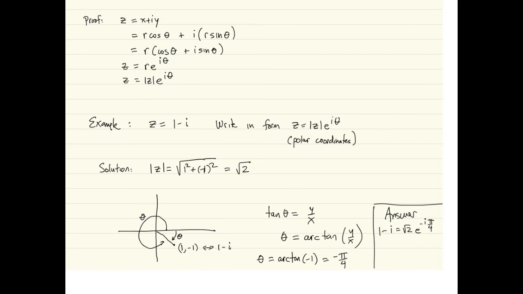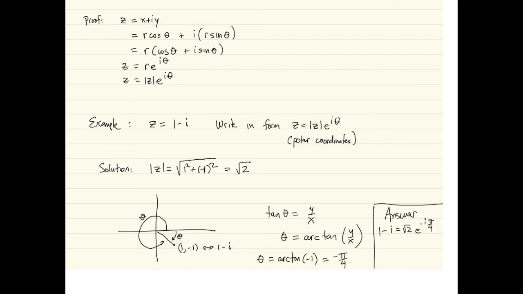Okay, so the solution is the norm of z is the square root of 1 squared plus negative 1 squared, and that's the square root of 2. And then we have to find out what theta is, and that depends on which quadrant we're in. So we've got 1 minus i. So we go over 1, down negative 1. So 1 minus i corresponds to the point (1, negative 1). And theta is usually measured from the positive x-axis. Sometimes you could measure this way, in which case theta would be negative, again from the positive x-axis.